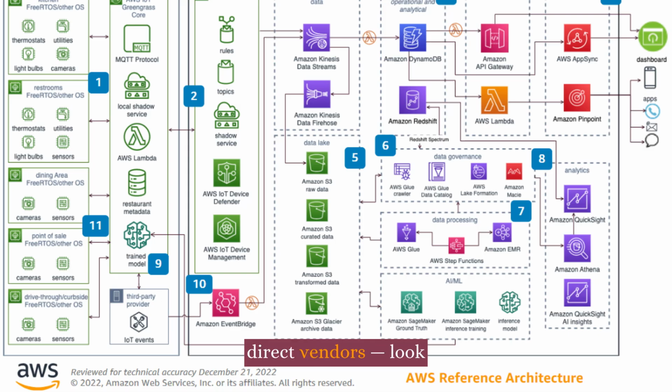Don't just look at direct vendors. Look at nth party dependencies. Your cloud provider, payment processor, and email might all run on AWS. Is AWS your real single point of failure?